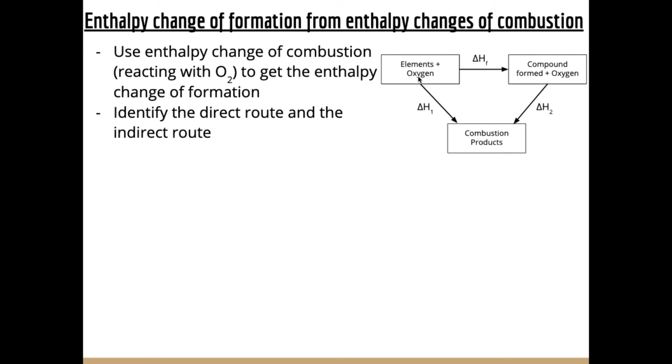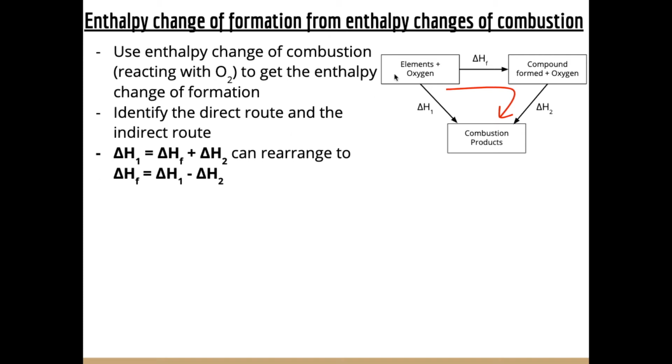So each of these, when you react it with oxygen, that's the combustion reaction. We can work out the delta H of these, and then we can use that to get the delta H of formation here. Identify the direct and the indirect route. You've got to see which of these arrows will kind of add on to each other. It'll be this one and that one. So that will be the indirect route. That will be the direct route. Then we could say that delta H1 is equal to delta HF plus delta H2, which we can then rearrange to get delta HF as the subject. Delta HF equals delta H1 minus delta H2. Very similar to the previous one, only the arrows are going the opposite way.